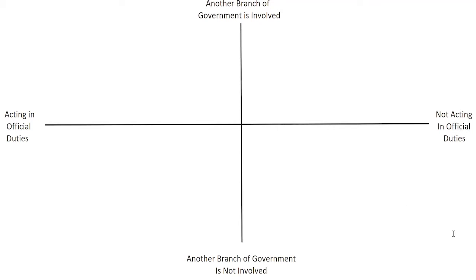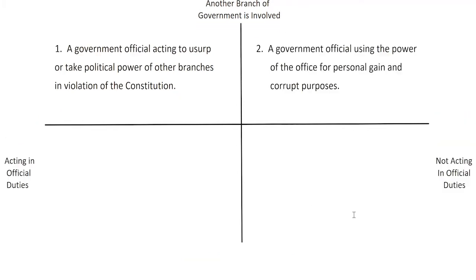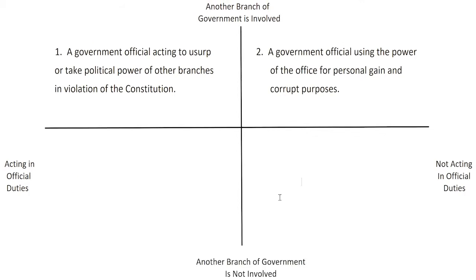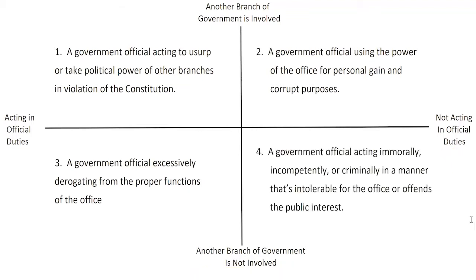The 4 categories of offenses can now be placed into our model. Number 1, taking the political power of another branch involves the government agent acting in official duties, and another branch of government is involved. Number 2, using the power of the office for personal gain and corrupt purposes can offend another branch of government. And if the official is seeking to personally gain and be corrupt, the official isn't acting according to official government duties. Number 3, excessively derogating from the proper functions of office does involve a person acting in their official duties, but it doesn't necessarily involve another branch of government. Number 4, a government official acting immorally, incompetently, or criminally doesn't involve another branch of government, and it isn't in the government actor's official duties.